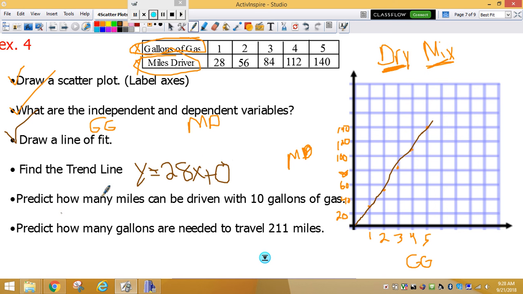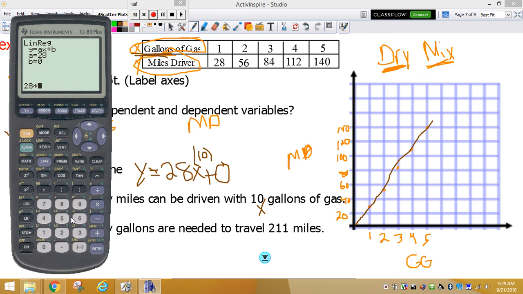How many miles can be driven with 10 gallons? Well, gallons, this is important. Gallons is x. So where do you think I'm going to plug in 10? For x, 28 times 10 plus 0. 28 times 10 plus 0 is 280.